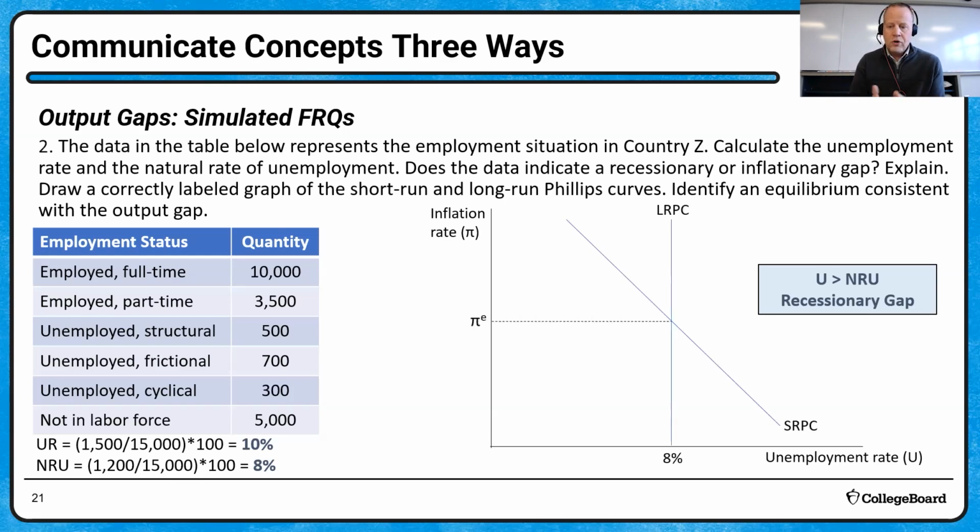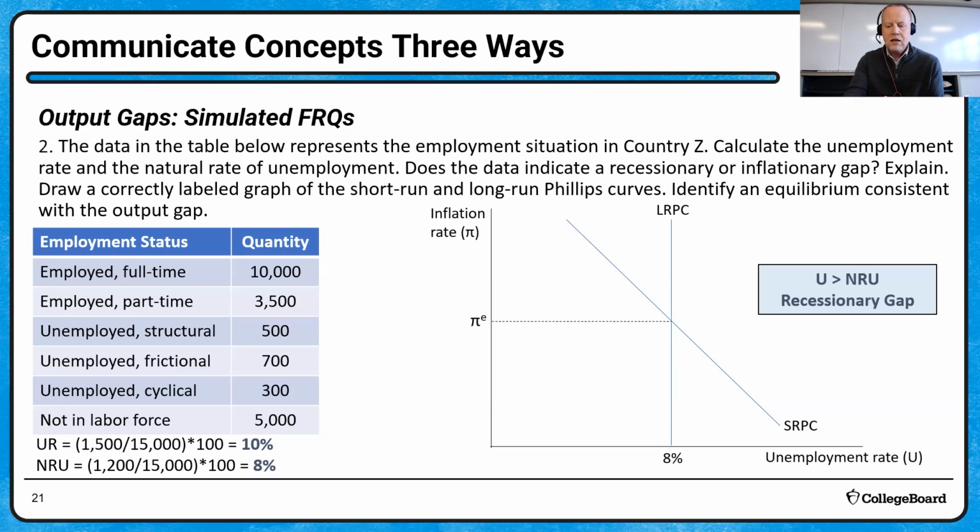Start with just the long run, short run Phillips curve. We have our vertical LRPC, downward sloping SRPC. Where they intersect, that would be the expected inflation rate. At the x-intercept of the LRPC, we put 8% because 8% represents the natural rate of unemployment in this case. We said there's a recessionary gap. We know there's a recessionary gap because unemployment is greater than the natural rate.